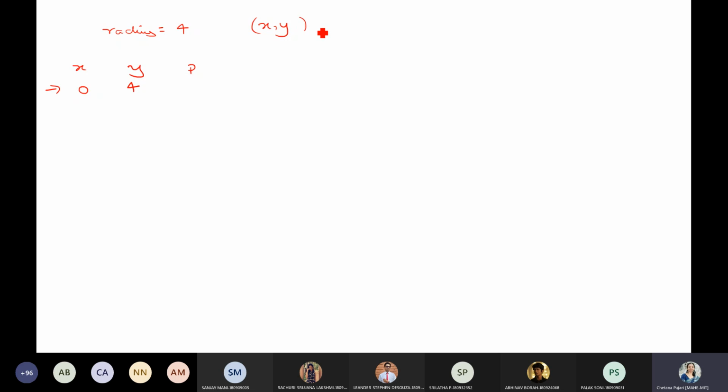So x and y was 0, 4. The initial parameter p0 is equal to 3 minus 2r. We know r, so just substitute r, which is 3 minus 2 into 4. You will end up with minus 5, correct? So let's write minus 5.